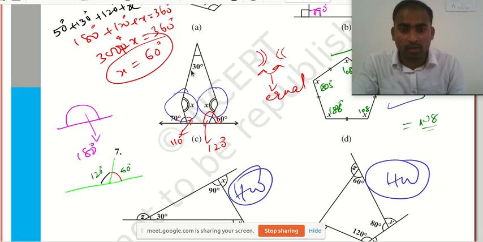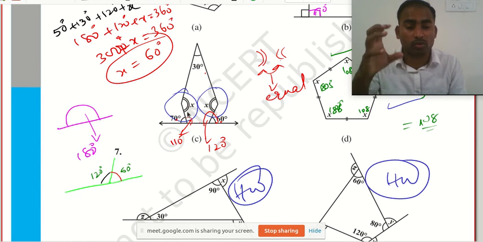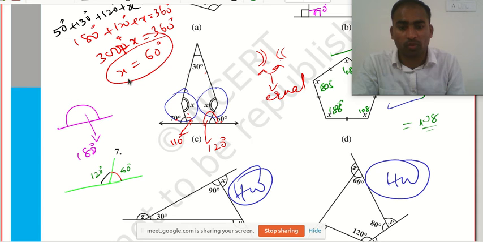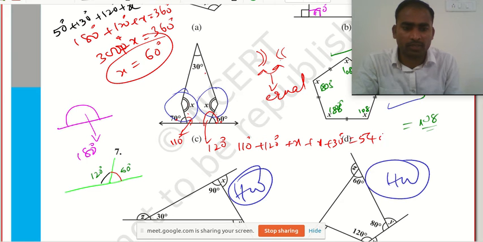How many sides are there? 1, 2, 3, 4, 5. Five sides means a pentagon. In a pentagon, the sum of the angles is 540. So I will make the sum of angles: 110 plus 120 plus x plus x plus 30 is equal to 2x plus 30, which equals 540 degrees.